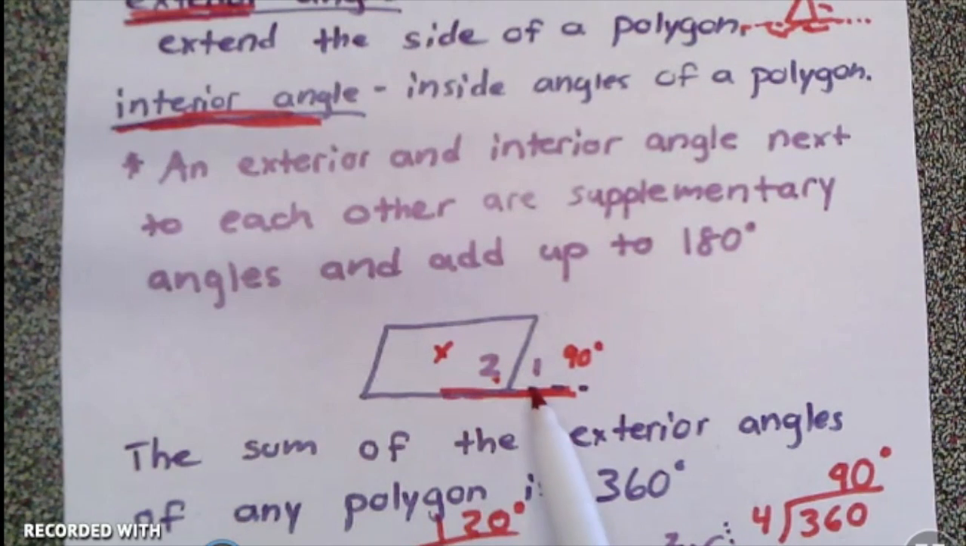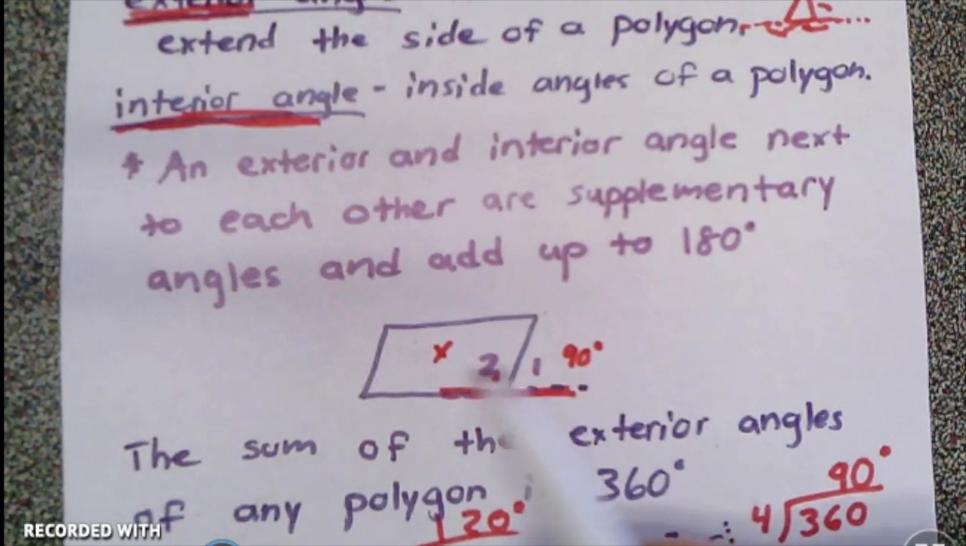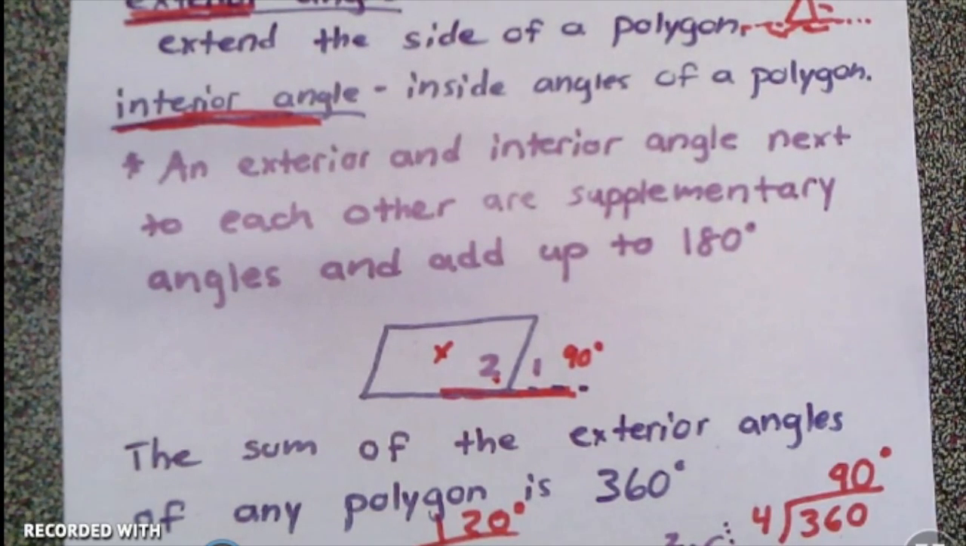They're going to be 180. So 180 minus 90 will tell us what this is, which is also 90, which makes sense. Think of a rectangle, right? That's a quadrilateral, 4 sides. So the average, if we were to add up all of the measures of the interior angles and divide them out, we would find is 90 degrees.